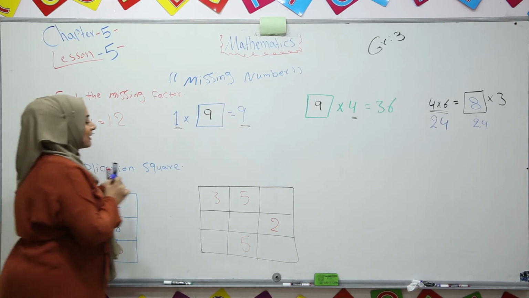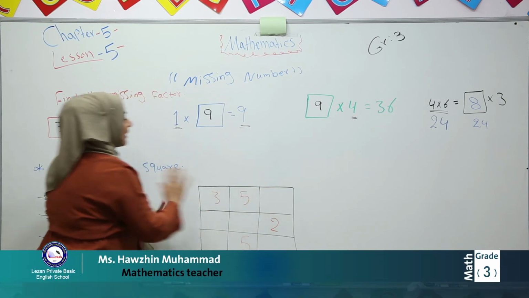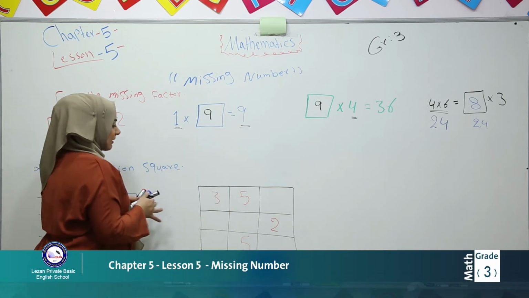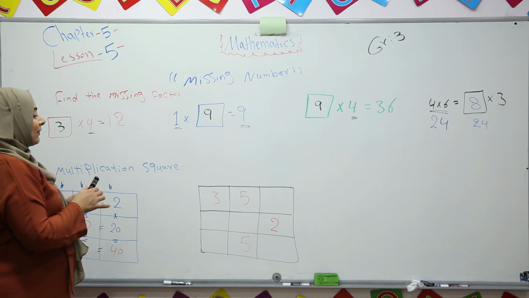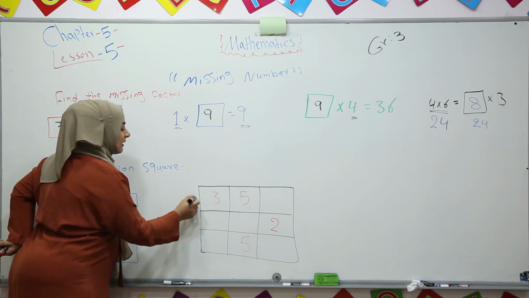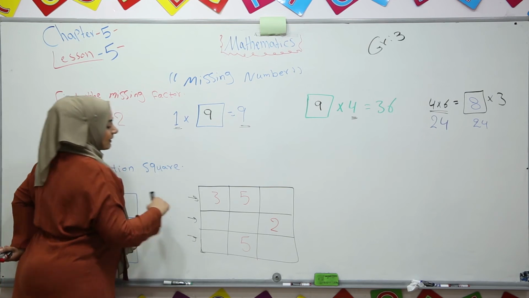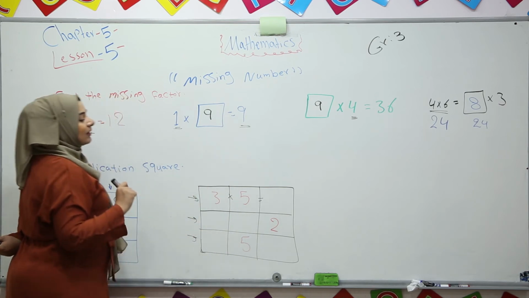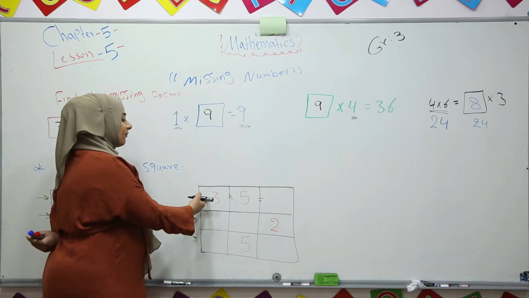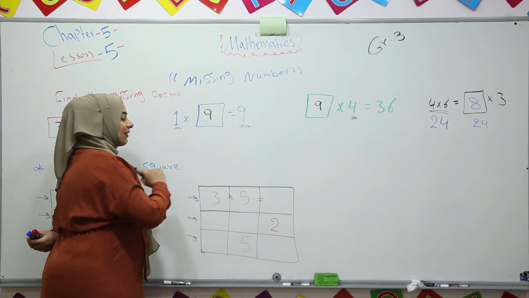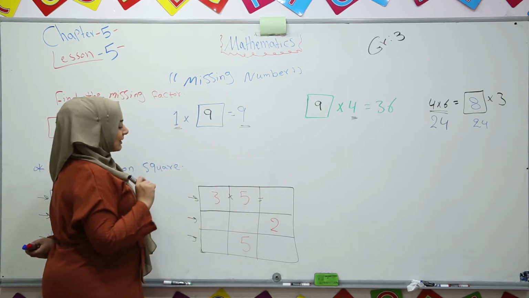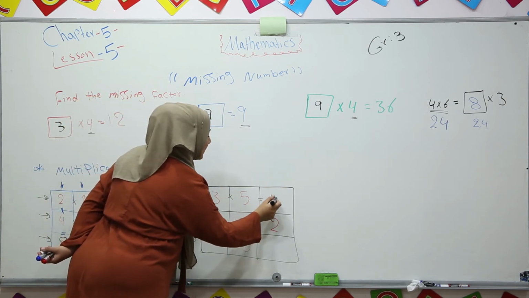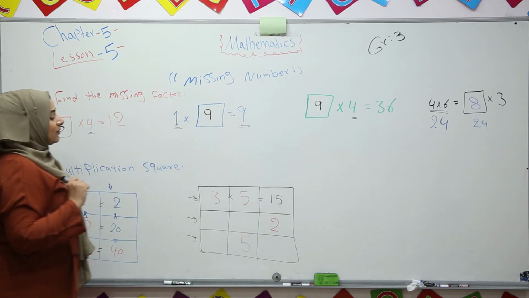Now we will use this strategy to find the missing number in this multiplication square. First, let us solve it by rows, okay? Look at it. In each row, the first and second number multiplied together, and the third number is the answer. So 3 times by 5 is 15. You know the answer is 15.